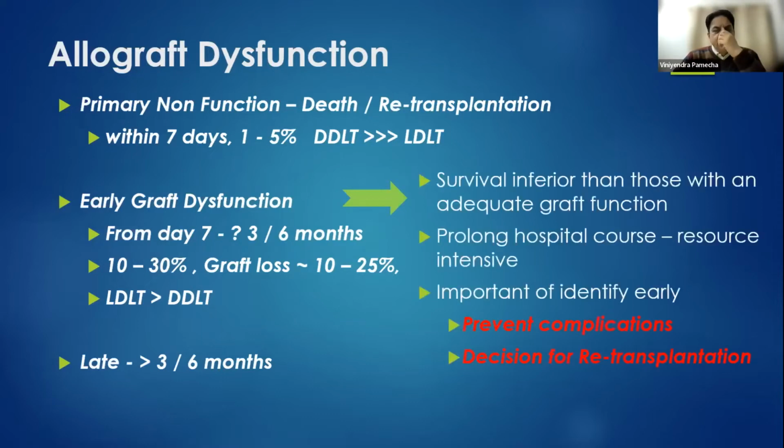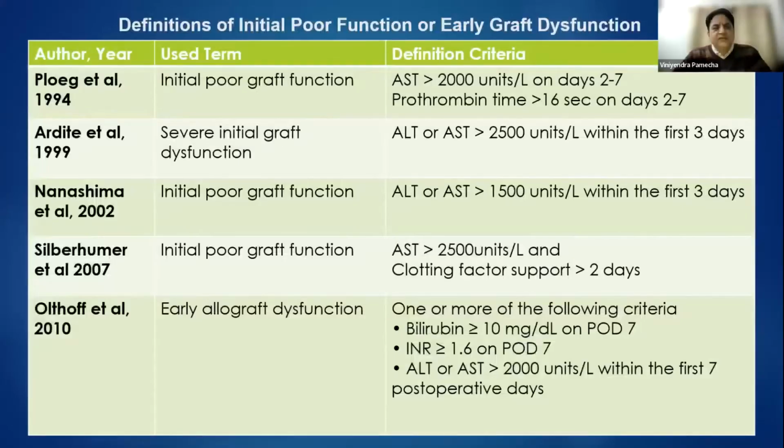So why is it important to know this? Because survival is inferior when we compare it with patients with adequate graft function. There is a prolonged hospital course, which is very resource intensive as well. It is important to identify early to prevent complications and maybe to decide about retransplantation as well. So these are the definitions which are there in the literature.